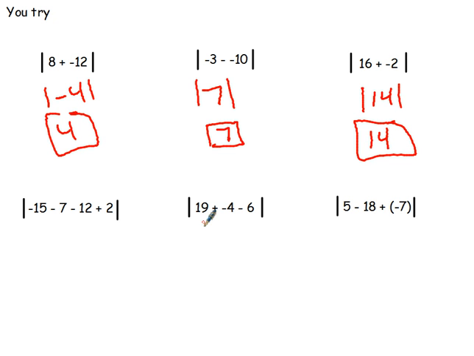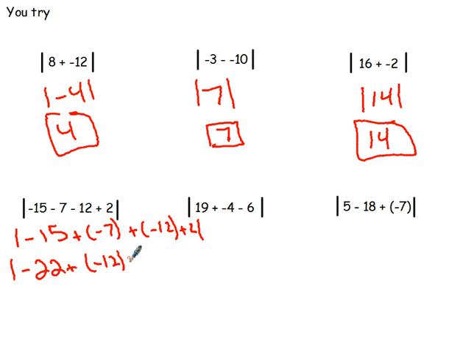Alright, now, when we have more than one thing in here, we just do it like the order of operations, and we just move left to right. So I'm going to start off with -15 minus 7, so I'm going to change these all to addition. So this makes this -15 plus -7 plus a -12 plus 2. So now, -15 plus -7 is a -22 plus a -12 plus a 2. So now I have -22 plus a -12 is a -34 plus 2. -34 plus 2 is a -32, which is just equal to 32.